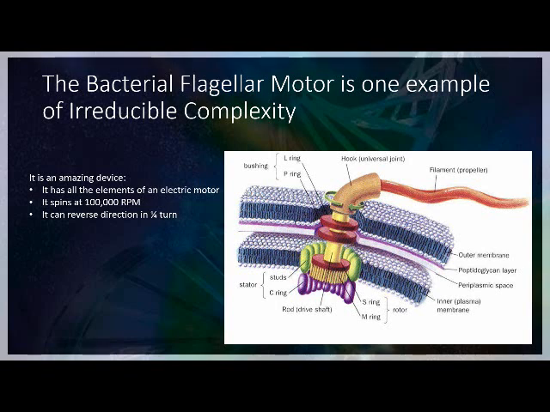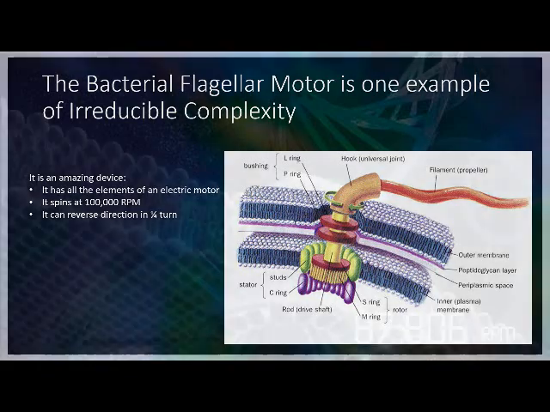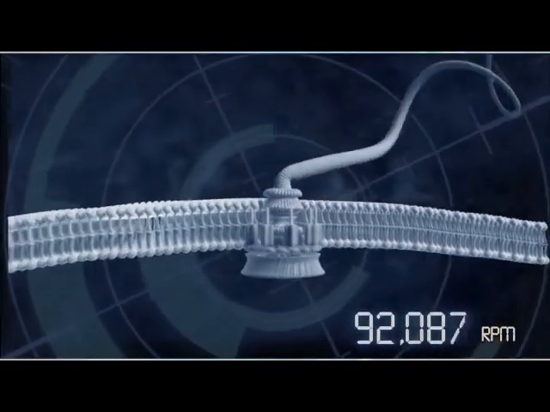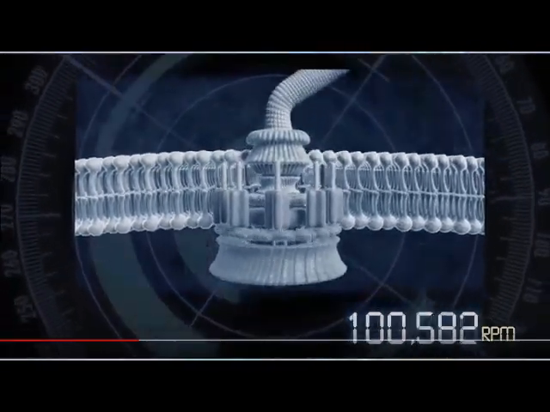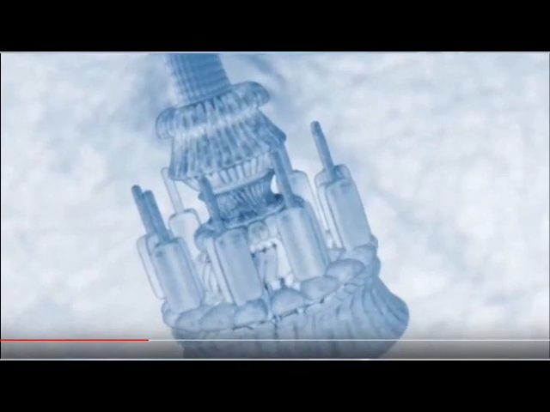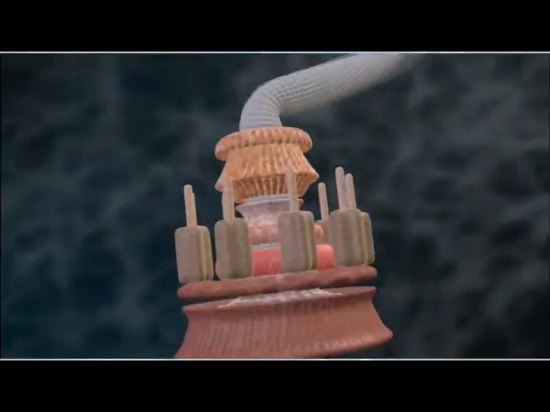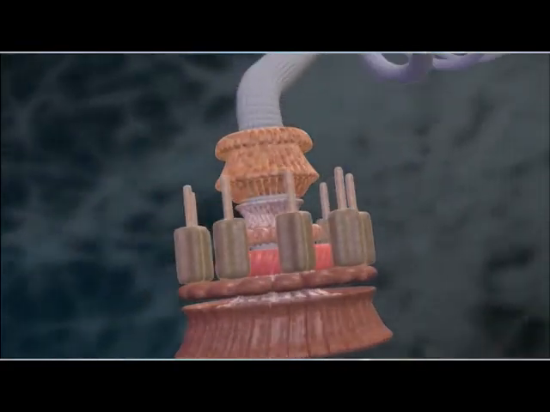But it is an amazing device, and this is looking at it in terms of showing molecules. Essentially all the molecules are arranged together in various proteins in just such a way that they form this motor. It really looks like an electric motor, and it spins at an amazing 100,000 RPMs and can reverse its direction in a quarter of a turn. The things that we can't do with our own electric motors, it's able to do.